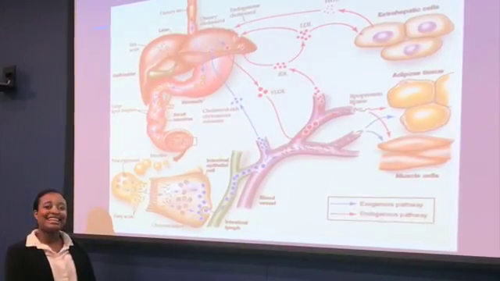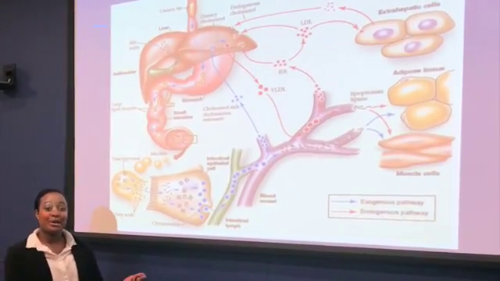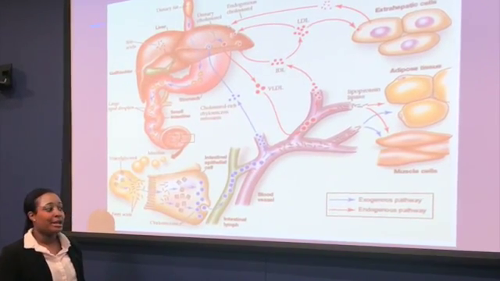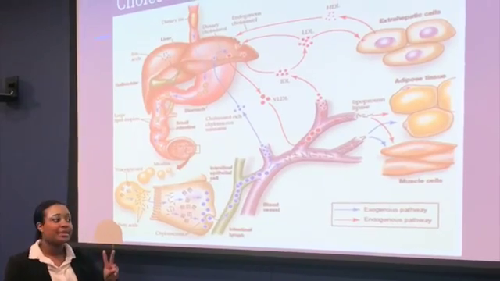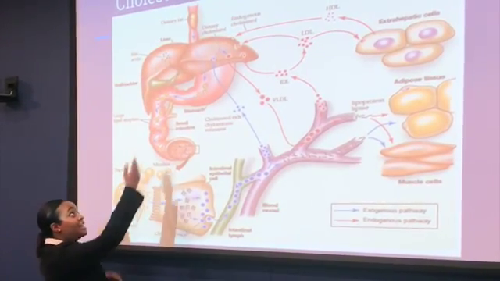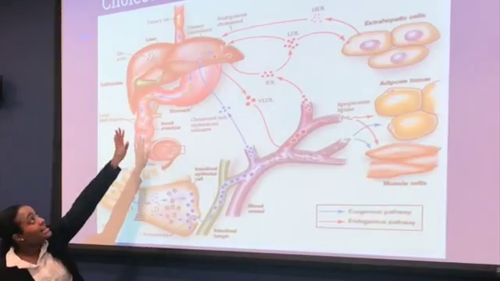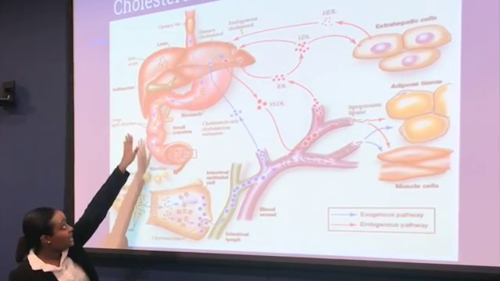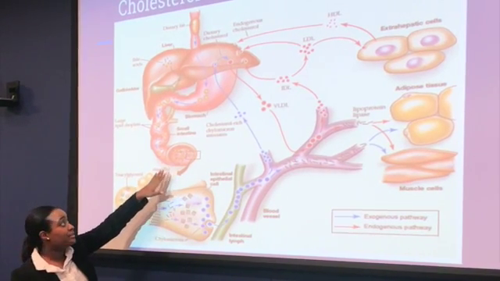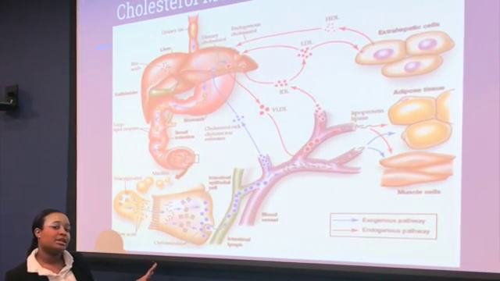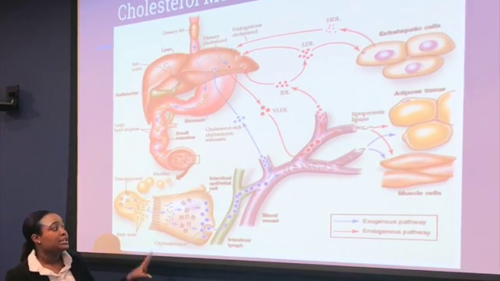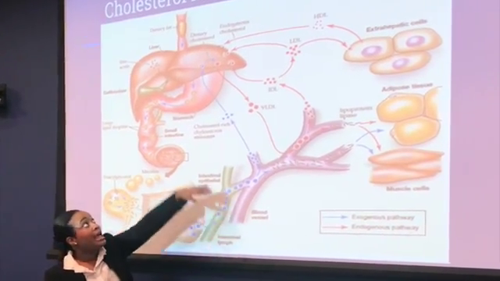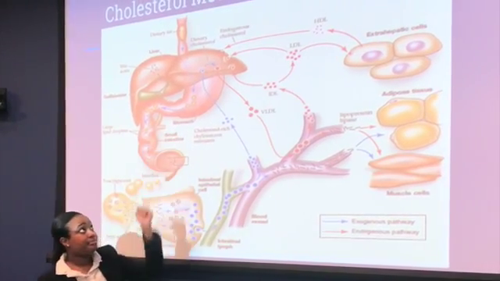Now that we've discussed cholesterol synthesis, let's talk about cholesterol transport. Cholesterol is transported by two distinct pathways. The exogenous pathway is dietary cholesterol, and dietary cholesterol is cholesterol-rich foods that are ingested and land in the small intestines, where it forms chylomicrons. Chylomicrons are lipoproteins that transport cholesterol out of the intestines into the blood and then eventually to the liver.